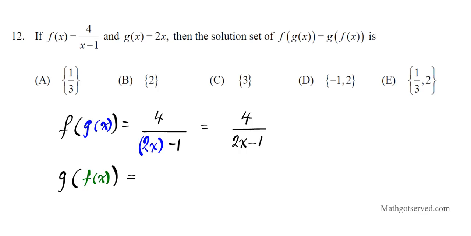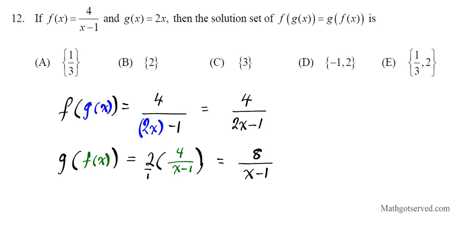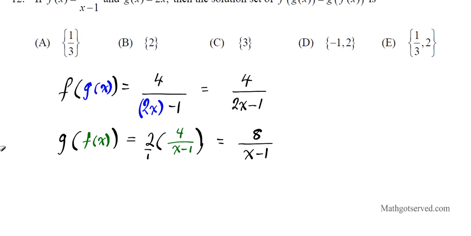So we're going to have 2, so instead of x is going to be 2 times f of x, which is 4 over x minus 1, okay? All right, so to do this, we can put the 2 under here, put a 1 under the 2, and just distribute the 2 in there. So we're going to have 8 over x minus 1. All right, so what value will make these two expressions equal to each other?